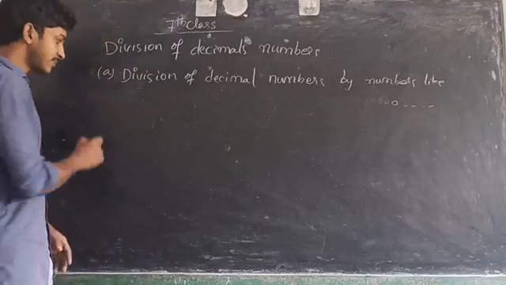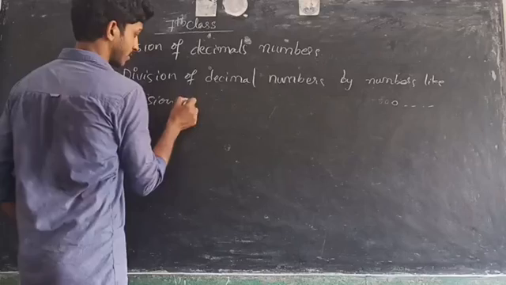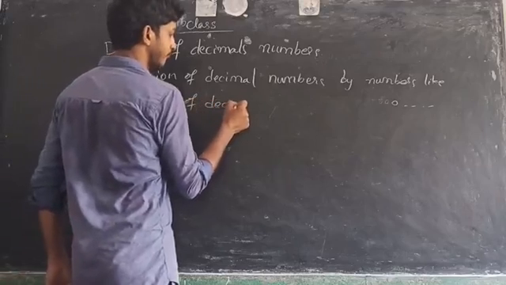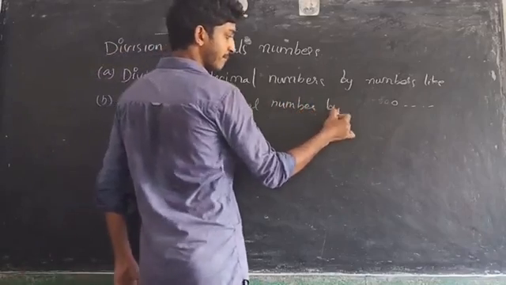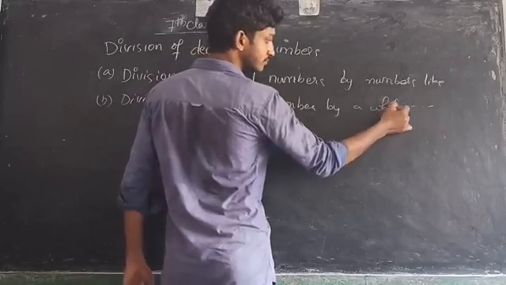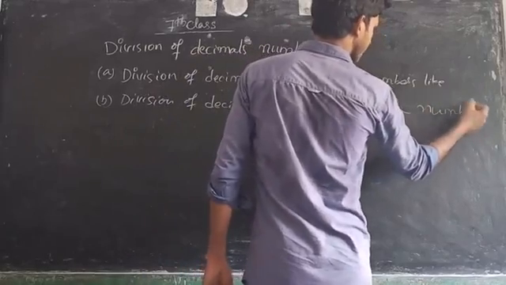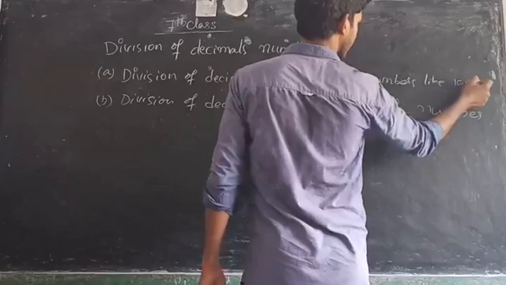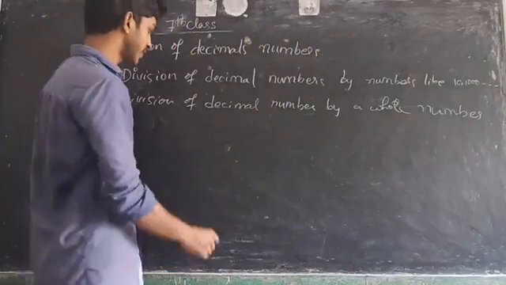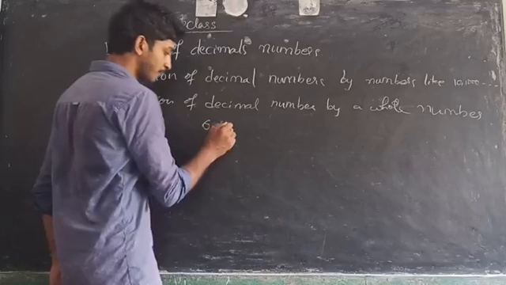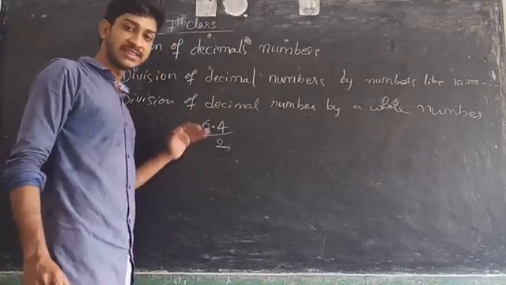Okay, this is the first type, and the second type is division of a decimal number by a whole number. See one example here. 6.4 divided by 2. I am dividing 6.4 by 2.